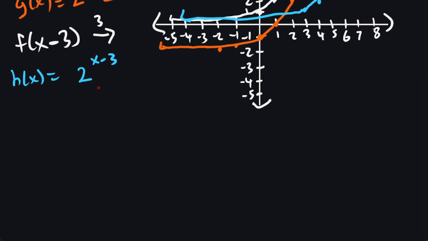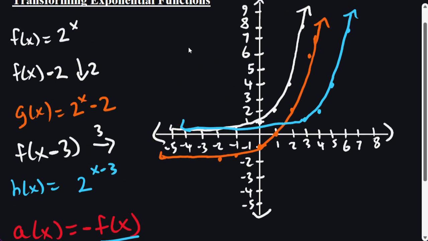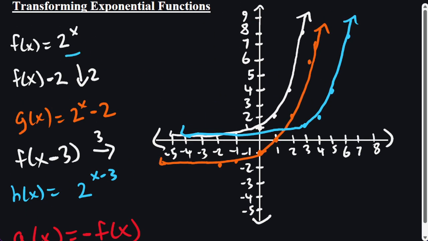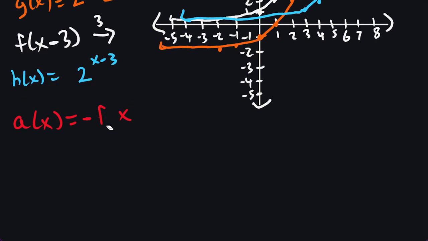So let's go ahead and write a new function, a of x. We want to reflect this over the x-axis. So to reflect it over the x-axis, we just do negative f of x. And again, what is f of x? f of x is 2 to the x. So negative 2 to the x.